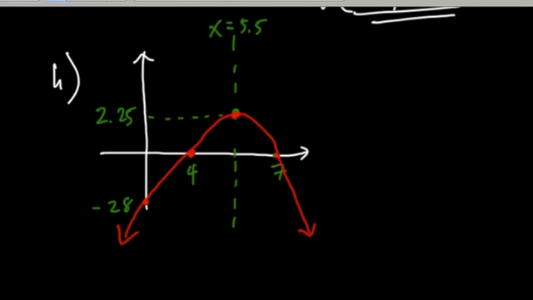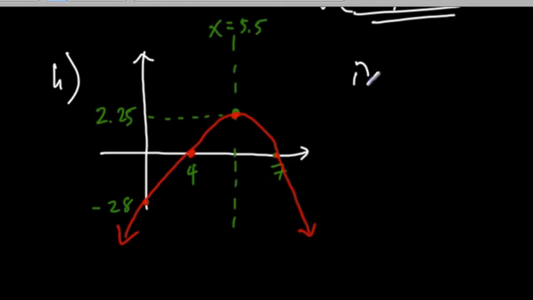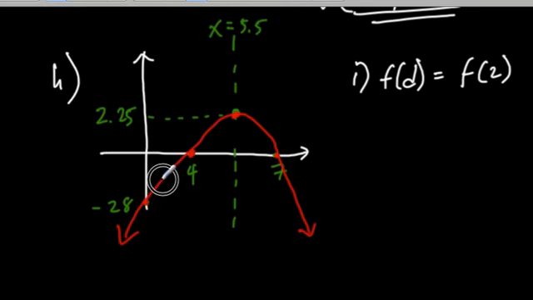And finally, we're going to do i, which is we got to find f of d is equal to f of 2, which means, well, let's figure out where 2 is. So 2 is probably somewhere over here. So let's just say here's 2. So we got to find the equivalent output on the other side, right? So what's the distance between 2 and 5.5? Well, this distance between 2 and 5.5 is 3.5.